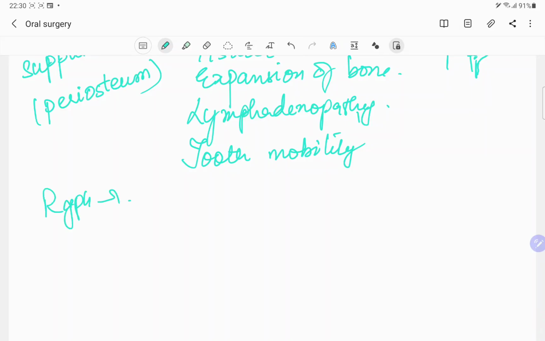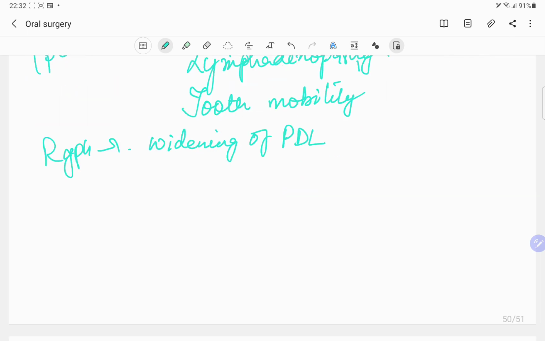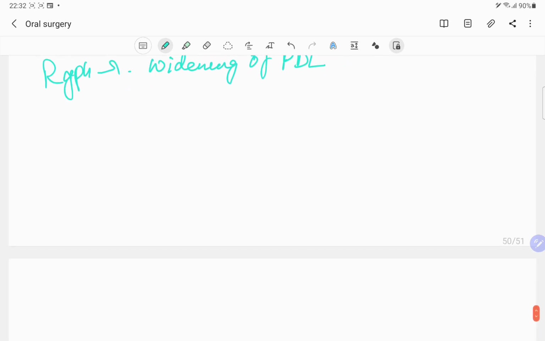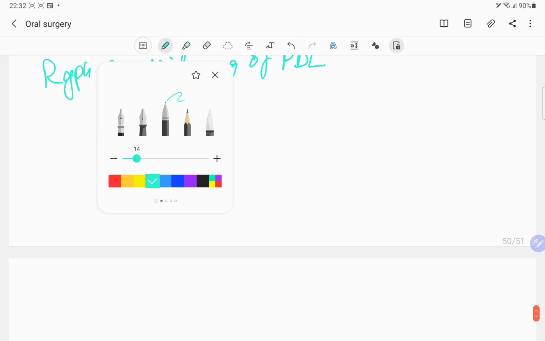you will see that there is a widening of the PDL, since there is tooth mobility, right? So in the radiograph, there are lytic changes which start appearing in the bone. The bony trabeculae become fuzzy and indistinct, and there are also radiolucent areas which we start seeing in the subacute suppurative phase. If the subacute suppurative phase is left untreated, then it proceeds towards the chronic.